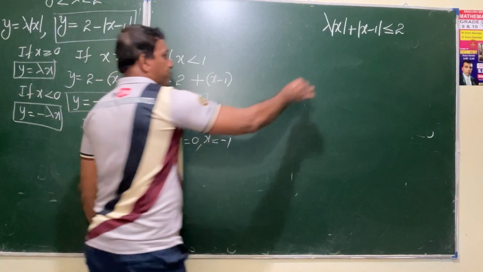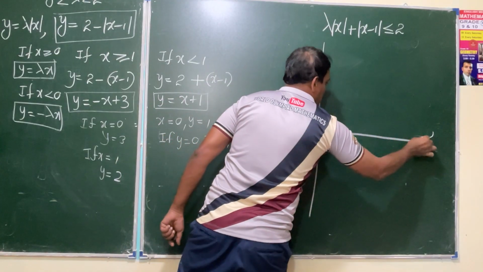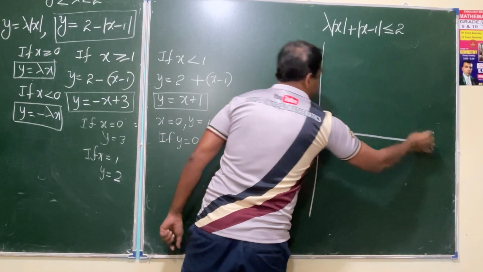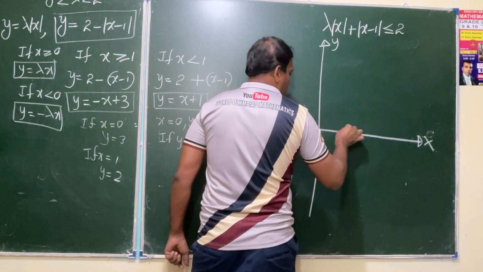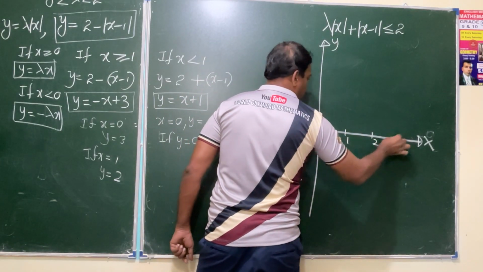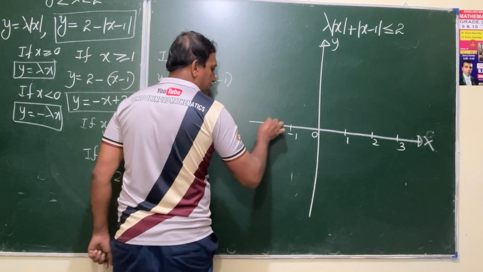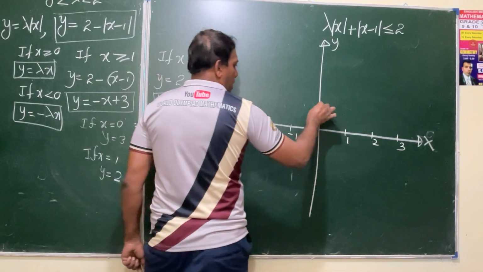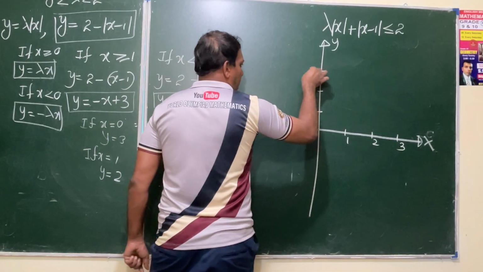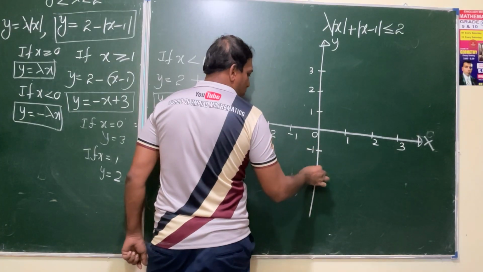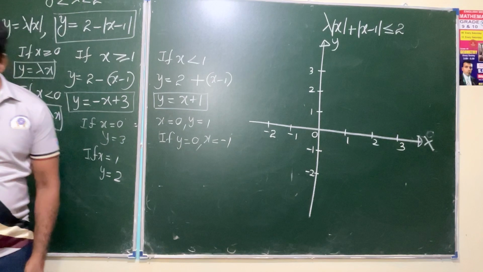Prepare a scale. X-axis, y-axis, origin, right? I show 1 here, 2, 3, and so on. This side minus 1, minus 2, right? And here if I mark 1, 2, 3, and below, a couple of values, minus 1, minus 2. Okay, now draw the first diagram.